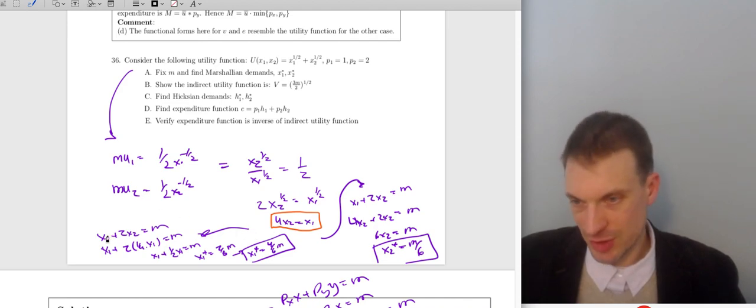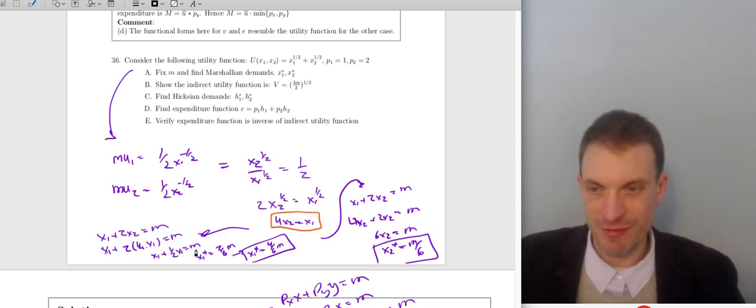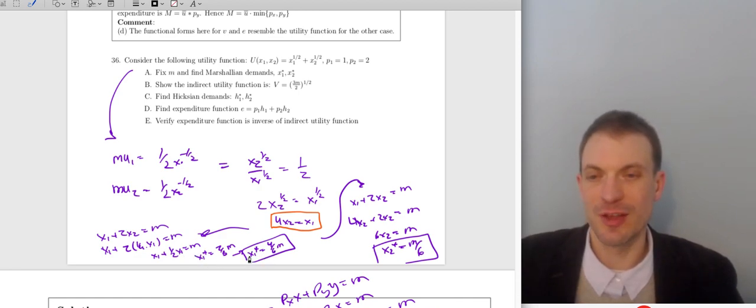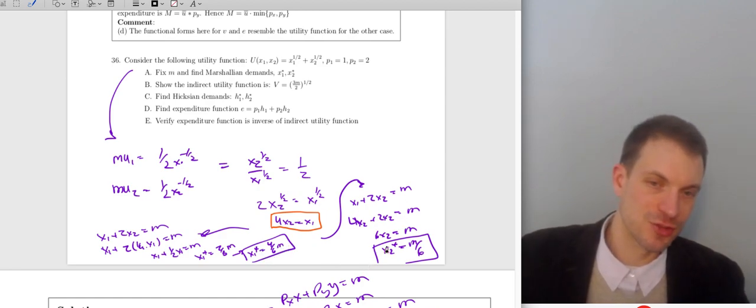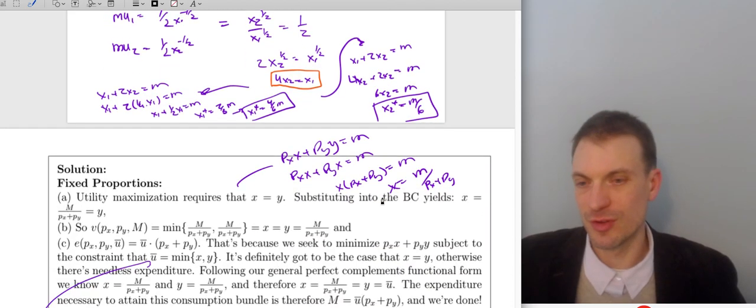Plug this into the budget constraint: x1 plus 2 times 1/4 x1, so x1 plus 1/2 x1 is equal to m, or x1 is equal to 2/3 m. So my demand for x1 is 4/6 m. My demand for x2 is going to be m over 6, just substituting back into the budget constraint. All right, the next thing I want to do is show the indirect utility function is this, then find my Hicksian demands, so on and so forth.